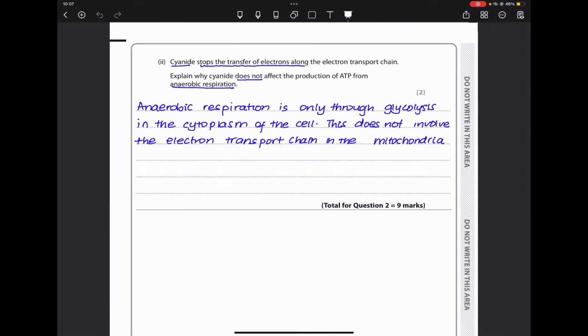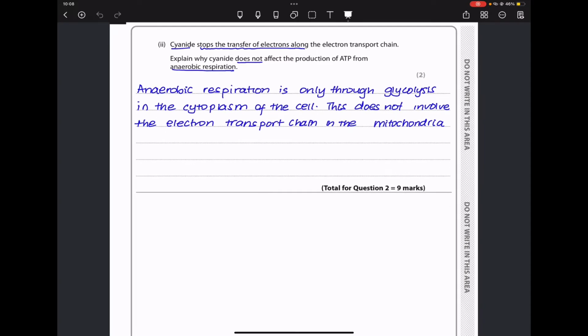Here they say cyanide stops the transfer of electrons along the electron transport chain. Explain why cyanide does not affect the production of ATP from anaerobic respiration. And again, this is anaerobic respiration where oxygen is not needed as the final electron acceptor, so I said anaerobic respiration is only through glycolysis in the cytoplasm of the cell. That does not involve the electron transport chain in the mitochondria. So this brings us to the end of question 2. Let's continue to question 3.